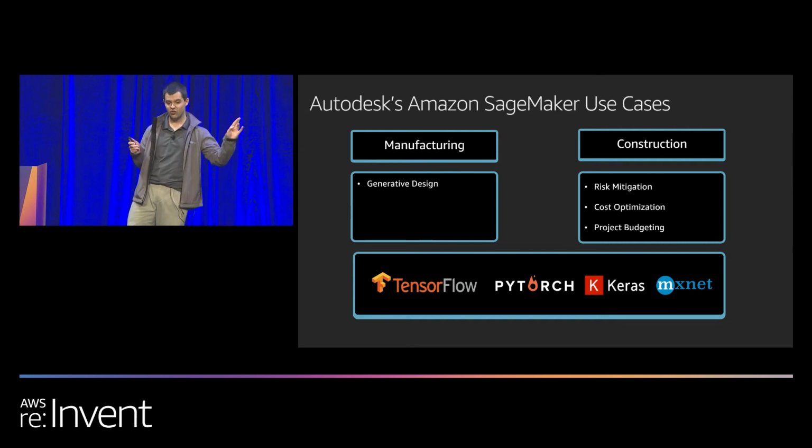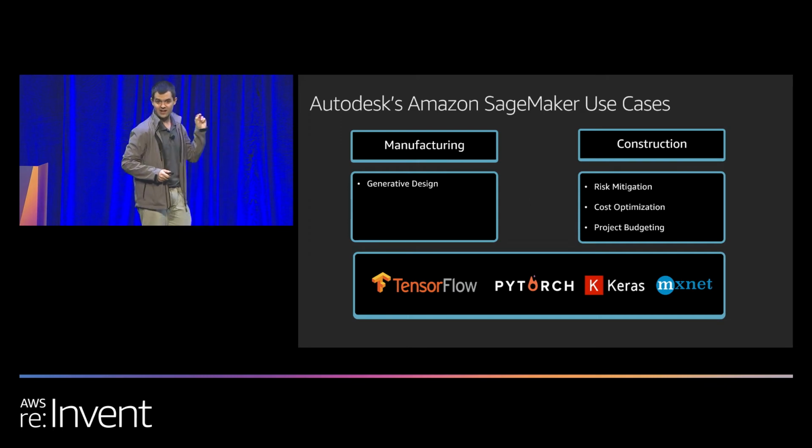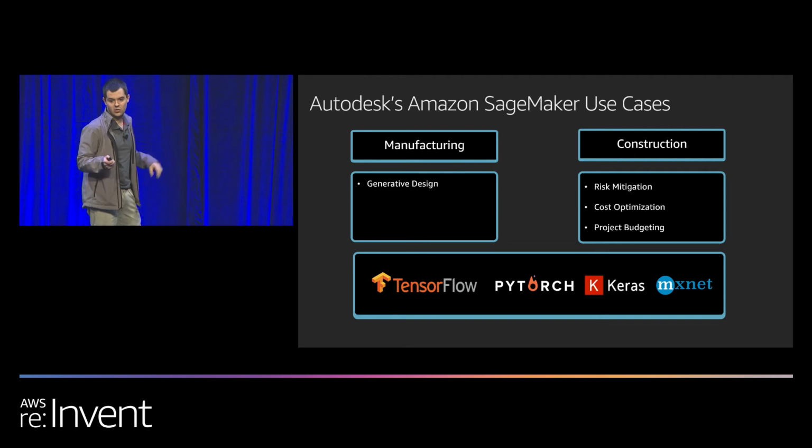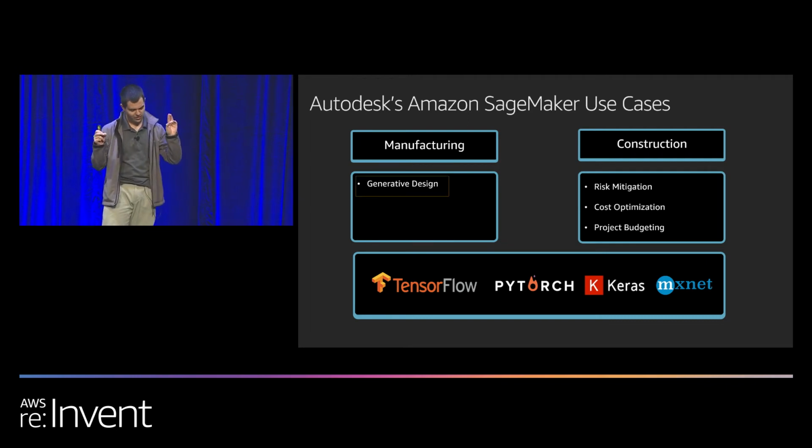In manufacturing, SageMaker is used for generative design. The machine learning in generative design is based on TensorFlow, and in the next slides, we'll be diving deeper into that topic. So yeah, we've got a lot of cool stuff going on with SageMaker and Autodesk, but we're going to be primarily focusing on generative design for this session.